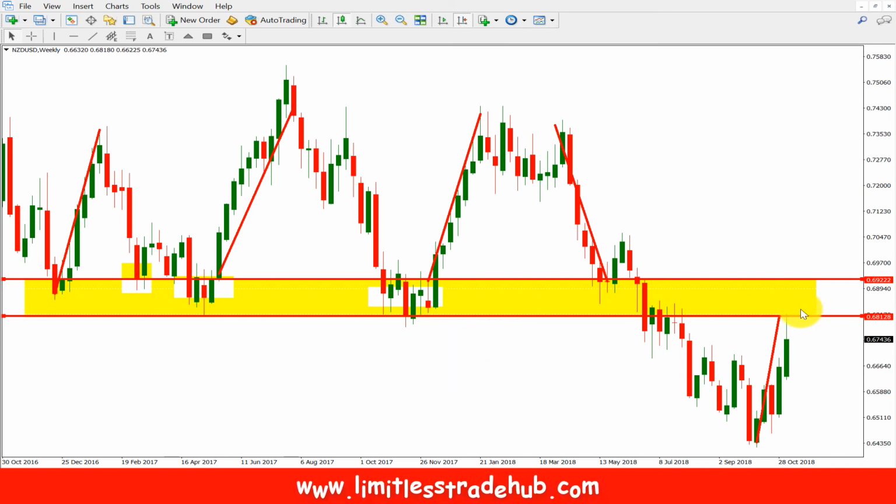This is the strategy. If you have any queries regarding this method, this supply demand or support resistance zone method for position trading, and which pairs are the best for position trading, and which time frame is the best, you can ask me in my comment section.